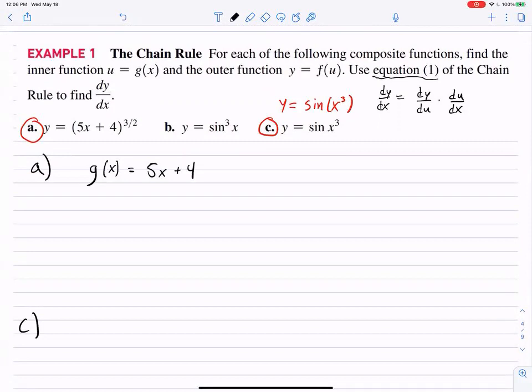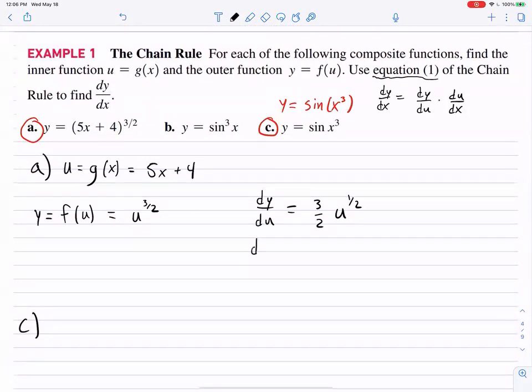And so then what is u? U is g of x, which is the inside function. What is f of u? F of u is plug in u for g of x. And so that's what y is. Y is f of u, and it's u to the 3/2 power. Now we're going to take dy du. What is dy du? Well, if I take the derivative of this function with respect to u, that's going to be 3/2 u, and then 3/2 minus 1, which is 1/2 power. So that's dy du.